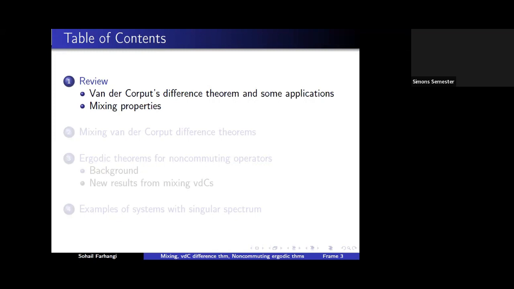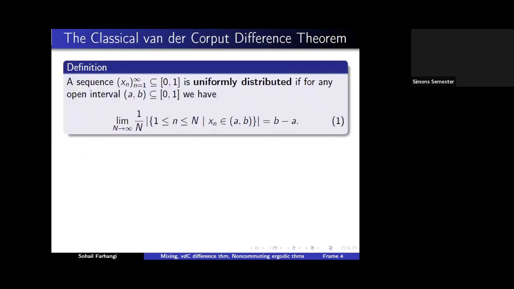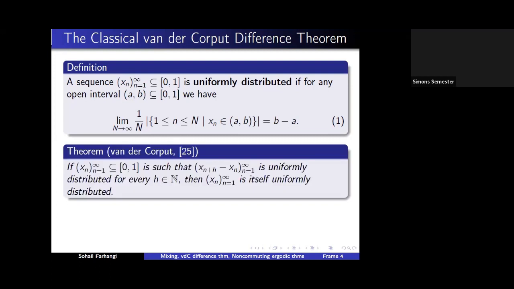What is van der Corput's difference theorem and where do we use it? So it first came up in the context of uniform distribution, which is something we should be very familiar with because we've already been talking about it on nil manifolds and not just the 0-1 interval. In particular, van der Corput said that if we take a sequence in the 0-1 interval and all of the differences are uniformly distributed, then we can conclude that the original sequence itself is uniformly distributed.